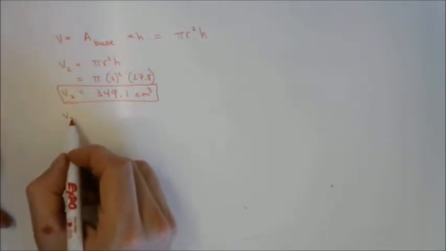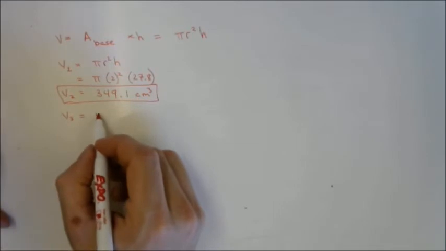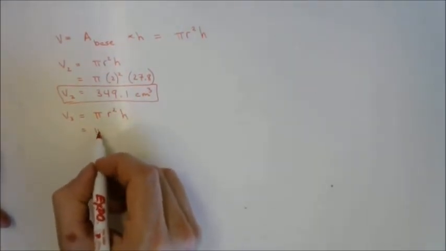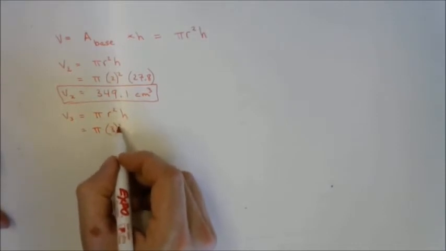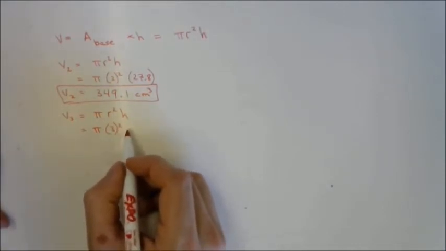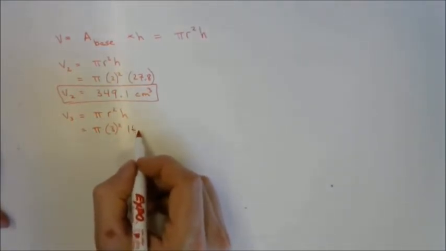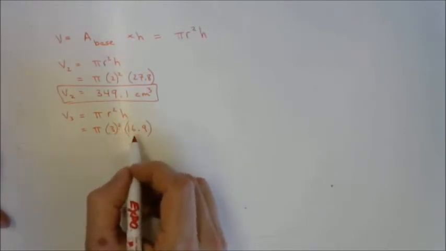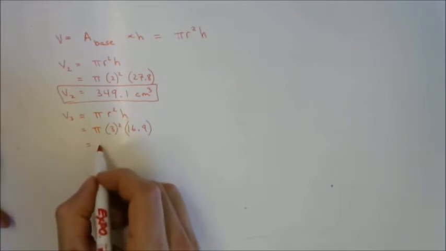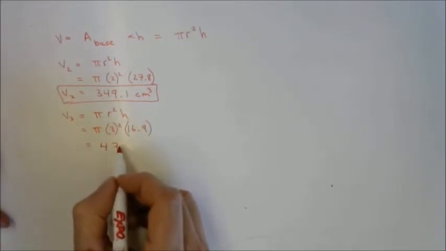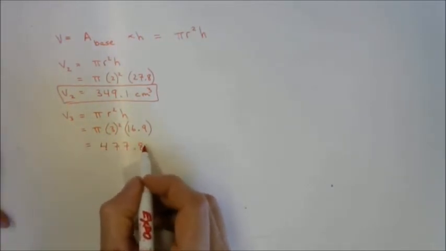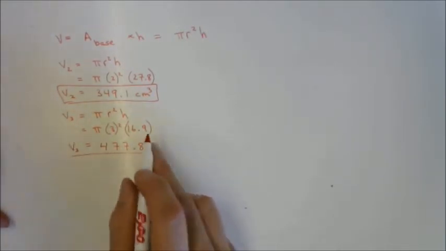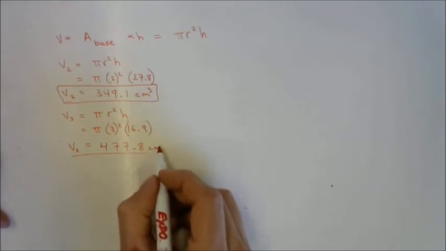Alright, let's go to the volume of the cylinder with a radius of 3. We've got pi r squared h. This time we know r is 3, and square that, and what's the height? 16.9. So we got 3 squared is 9 times 16.9 times pi, 477.83. Alright, this is what's supposed to happen. And we're looking at centimeters cubed.